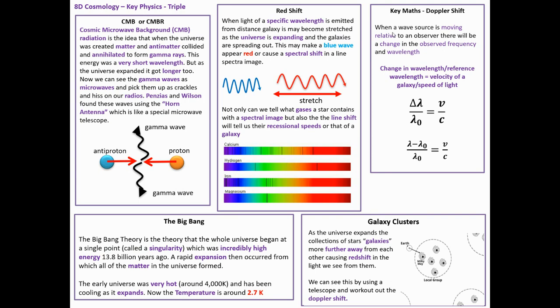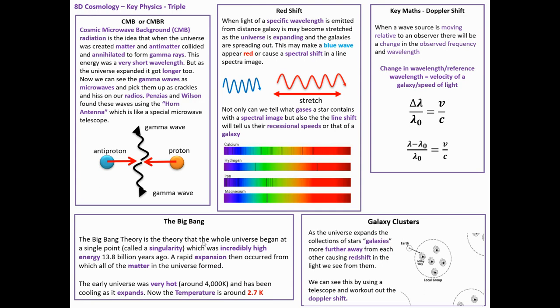And the special formula for that is that when a wave source is moving relative to an observer, there'll be a change in observed frequency and wavelength. So we've got the change in wavelength divided by the reference wavelength, which is lambda naught. So that's the change divided by the original wavelength, what's emitted. That's the shift effectively, equal to the speed it's travelling at divided by the speed of light. Simple as that. So it looks tricky, but it's very straightforward when you do some questions. So that's a massive bit to prove this redshift or Doppler shift.